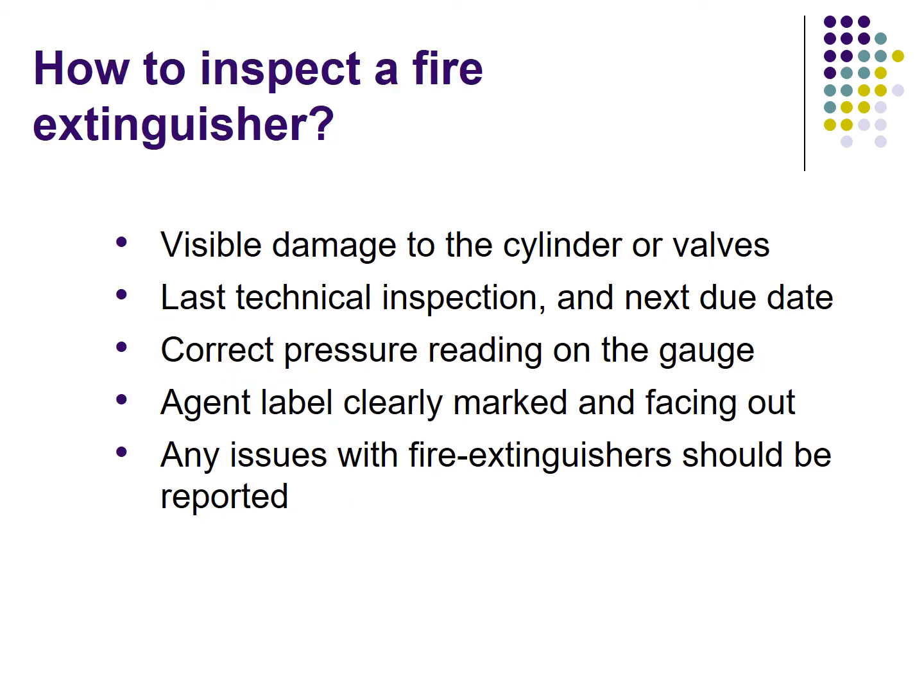How to inspect a fire extinguisher? Visible damage to the cylinder or valve. Last technical inspection and next due date. Correct pressure reading on the gauge. Agent label clearly marked and facing out. Any issue with the fire extinguisher should be reported. These are the five things you should check when you are inspecting the fire extinguisher in your workplace.